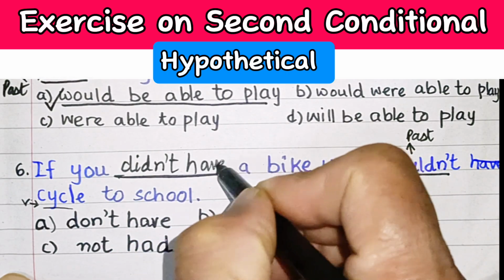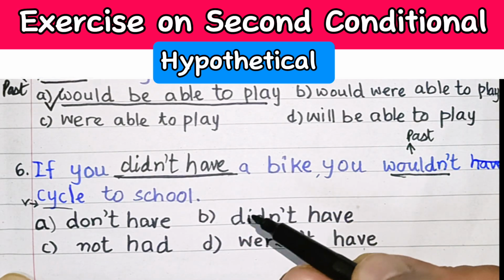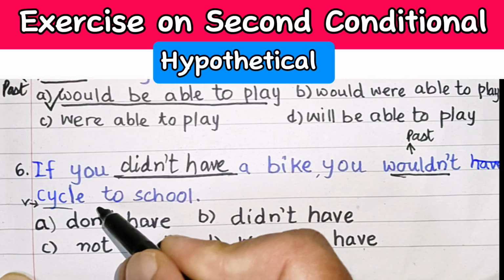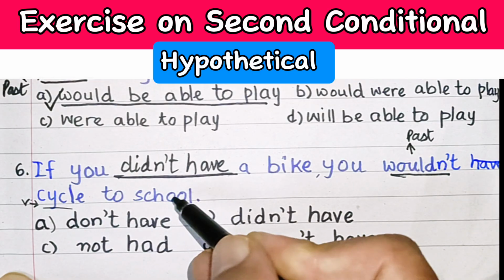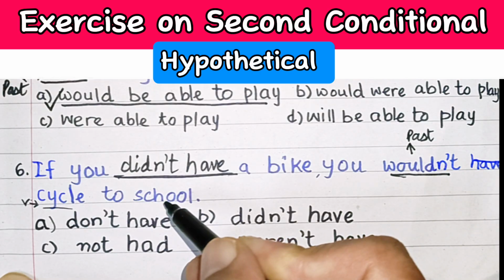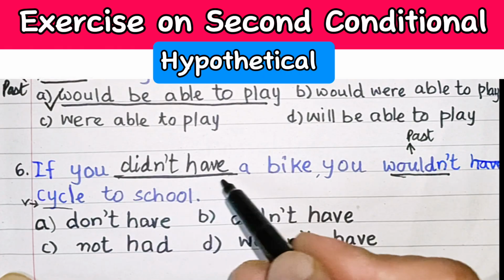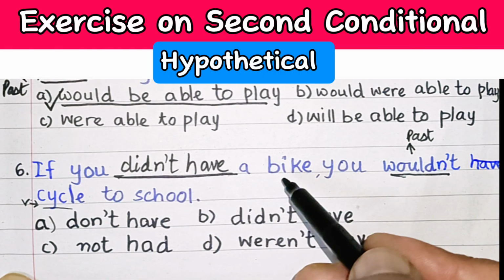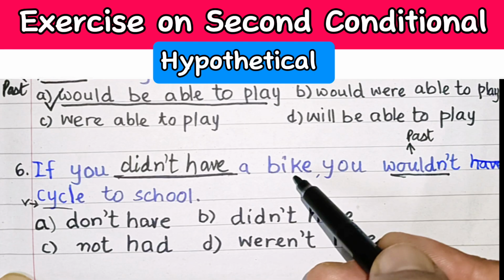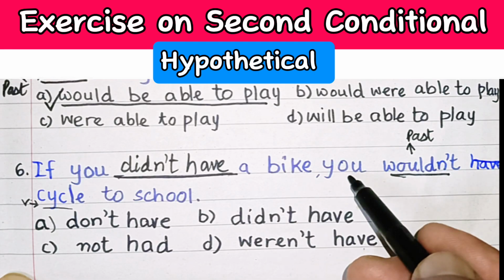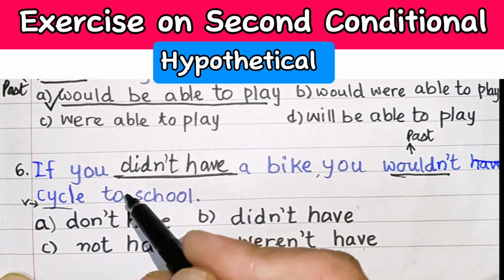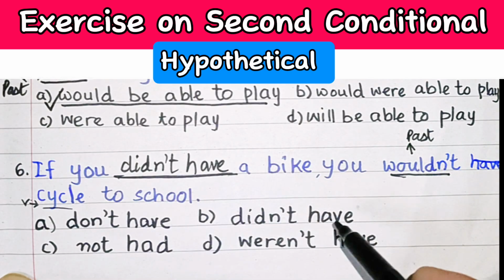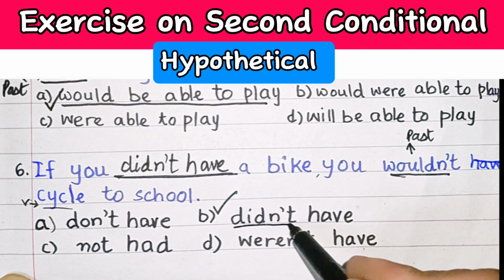If you didn't have a bike, it means you have had a bike. That's why you could cycle to school. This was the reason that you were able to reach the school. But if you didn't have a bike, means if you didn't possess a bike, again, this is a hypothetical situation. In that case, you would not be able to cycle to school, means you wouldn't cycle to school. So the option is B. So this is the right option.